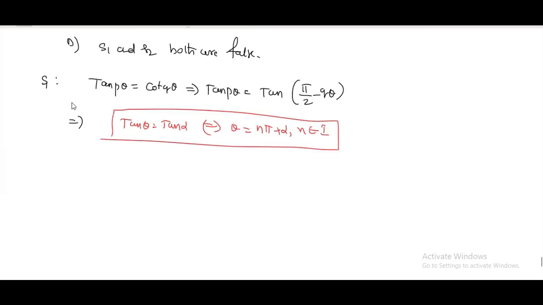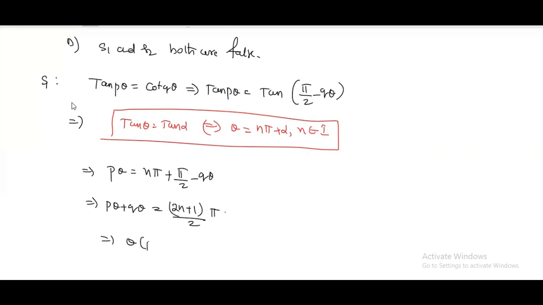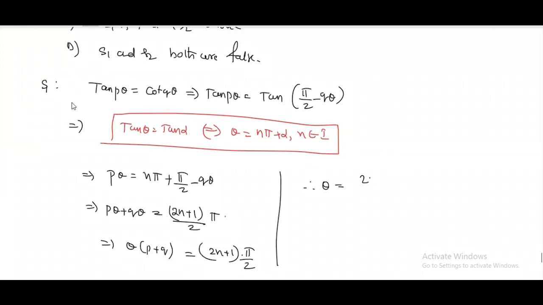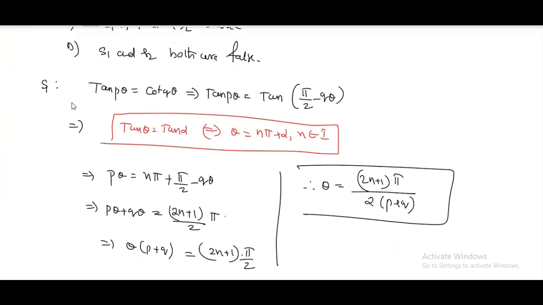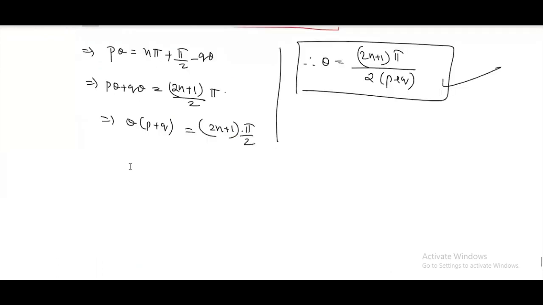So according to this, I can write p theta is equal to n pi plus pi by 2 minus q theta. So this is equal to p theta plus q theta is equal to, we can take pi common and we can simplify this, 2n plus 1 by 2 into pi we will get. So from here theta into p plus q is equal to 2n plus 1 into pi by 2. So how can we finalize the theta here? Theta is equal to 2n plus 1 into pi by 2 into p plus q. So statement 1 is true. So next let's see statement 2.